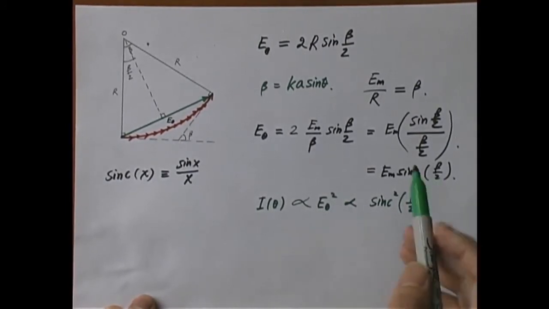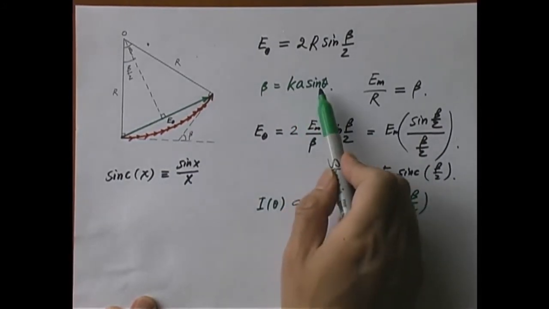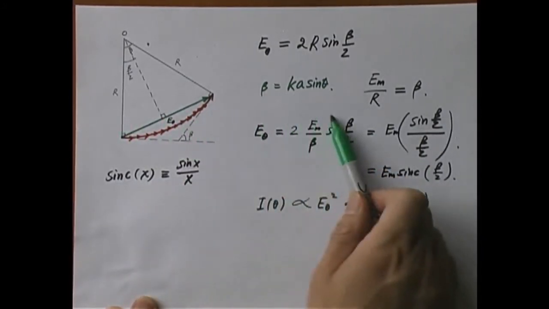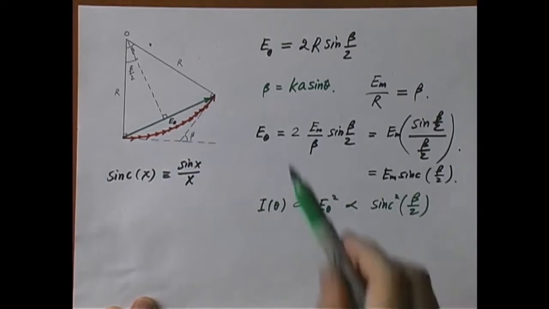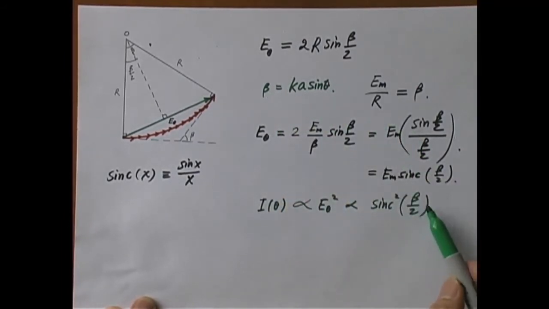At the center of the screen, what is beta equal to? Well, beta equals Ka sine theta, right? At the center of the screen, you're shooting forward directly, so theta is 0, so beta is equal to 0. When beta is equal to 0, what happens to the sinc function? What happens to the sinc function?